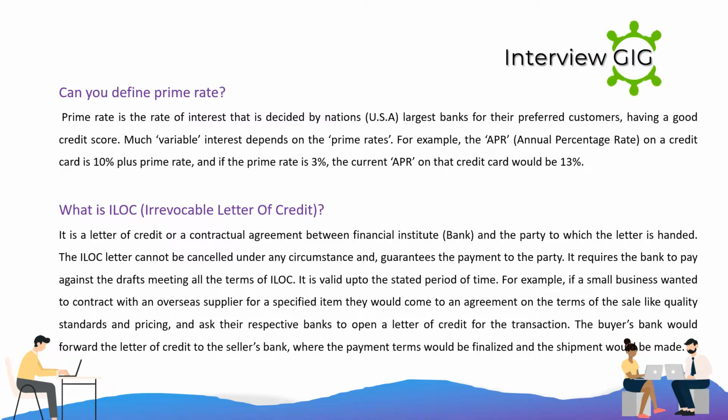For example, if a small business wanted to contract with an overseas supplier for a specified item, they would come to an agreement on the terms of the sale like quality standards and pricing, and ask their respective banks to open a letter of credit for the transaction. The buyer's bank would forward the letter of credit to the seller's bank, where the payment terms would be finalized and the shipment would be made.